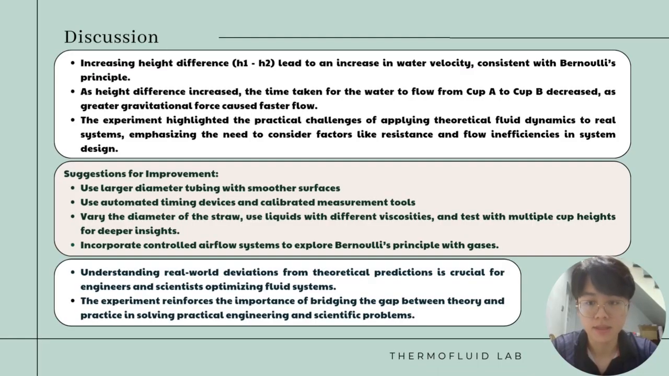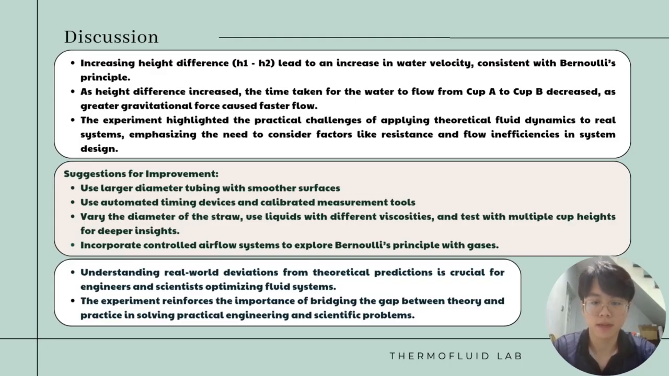In this part, we'll talk about the discussion for our experiments. So, increasing the height difference between H1 and H2 leads to an increase in water velocity, which is consistent with Bernoulli's principle. As the height difference increases, the time taken for the water to flow from cup A to cup B decreases, as greater gravitational force causes faster flow. This experiment also highlights the practical challenge of applying theoretical fluid dynamics to real systems, emphasizing the need to consider factors like resistance and flow inefficiency in system designs.